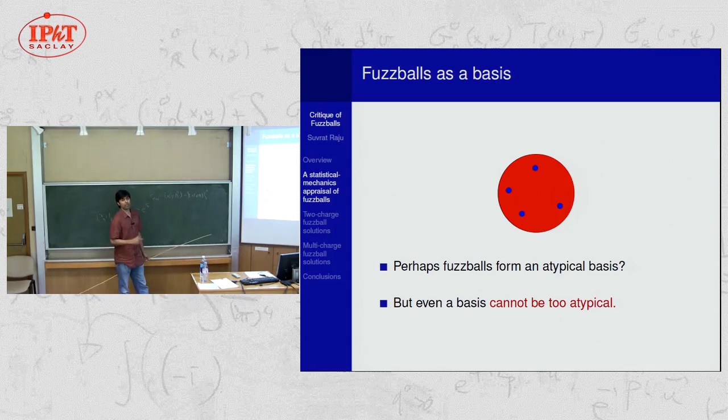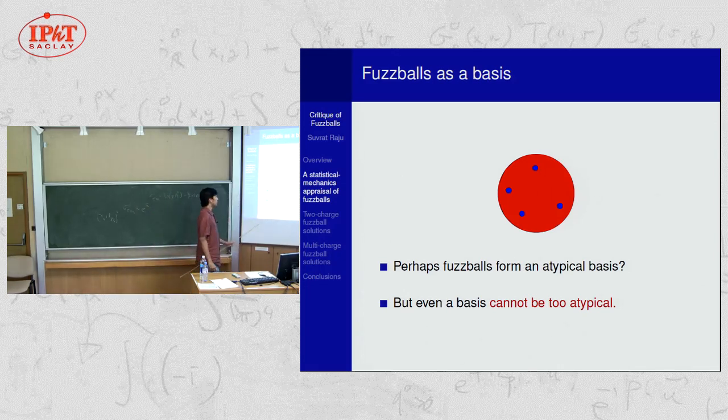And so perhaps the way we should think of fuzzballs is by saying, well, the typical microstate is described by the black hole, but you have these fuzzballs, and these fuzzballs are atypical elements, and they are somehow the basis you should think of, and you should think of typical microstates as being superpositions of all of these fuzzballs. Okay?